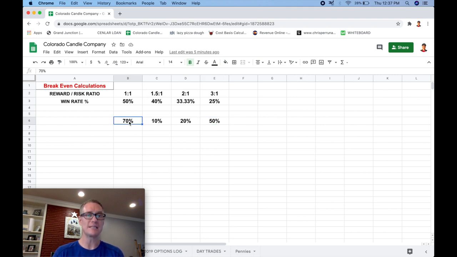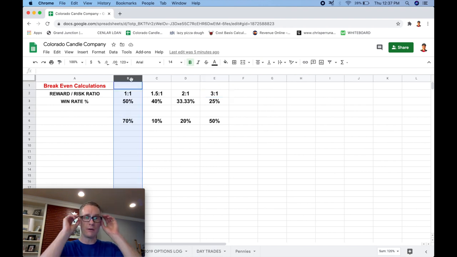So you might see 70%. I just made these up. Let's say this hypothetical trading plan I come up with wins 70% on 1-to-1, 10% when we do 1.5-to-1, 20% at 2-to-1, and 50% for 3-to-1. You might say, okay, 70%, I've got this column, we're good to go. My edge now, I can calculate, I'm good to go.